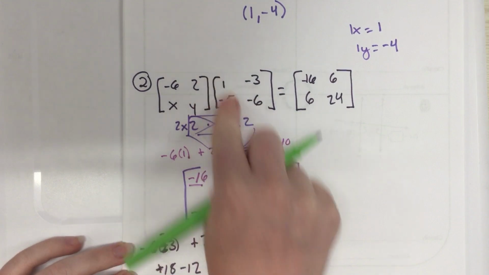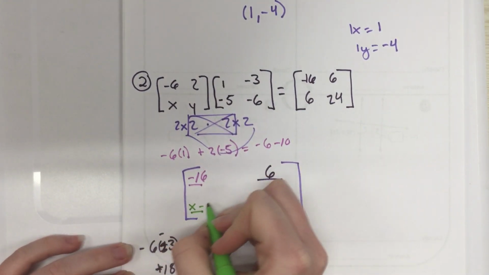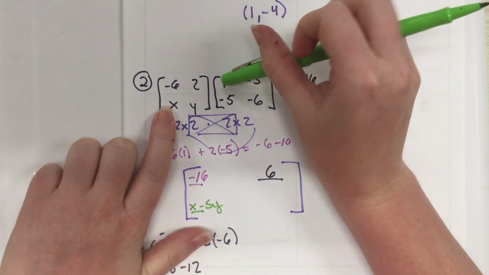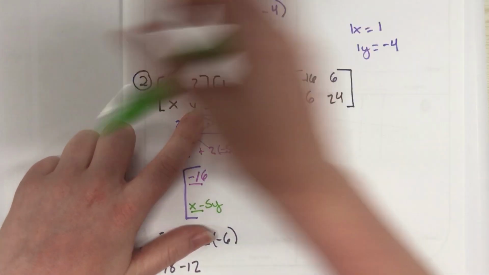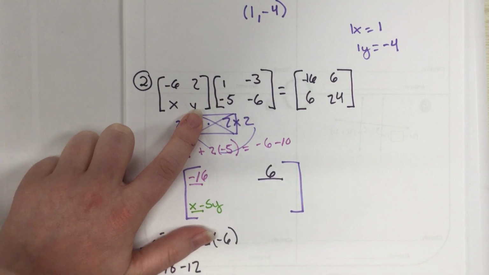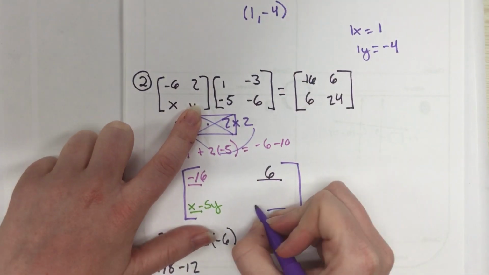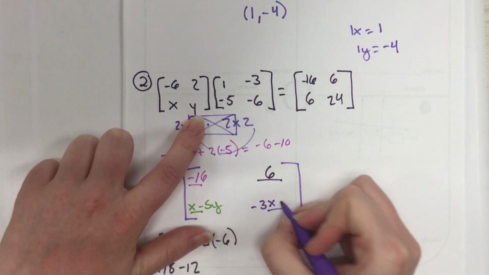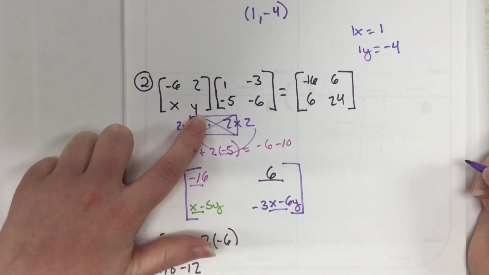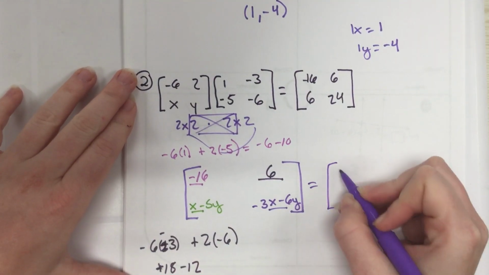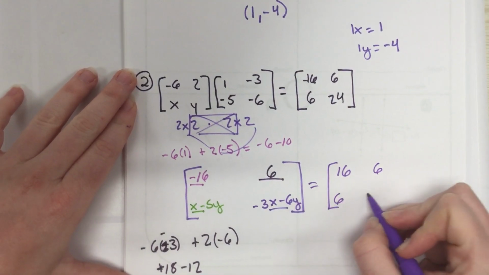So we're at second row, first column, so I get x minus 5y. All right, so I hope we all see that. X times 1 is x, and then minus a 5y. And then for this very last one right here, second row, last column, so I get a negative 30x minus a 6y. All right, and what we're saying this is equal to is 16, 6, 6, and 24.